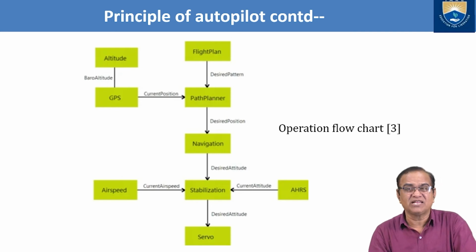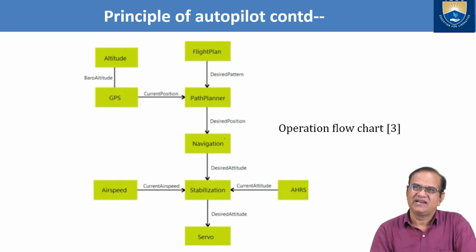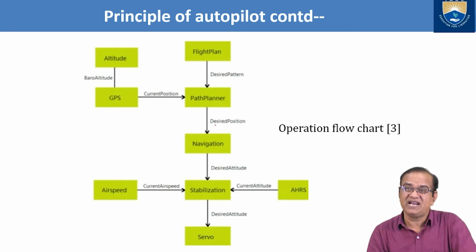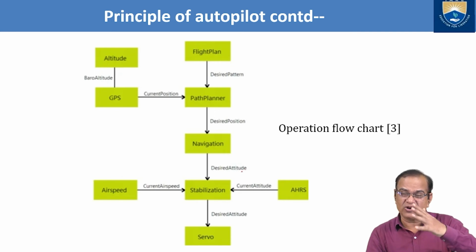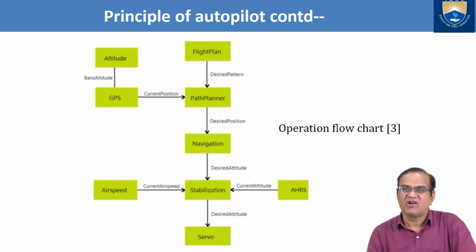Then here you will get a path planner. From path planner it will go to the desired position. Then navigation system will come into play. Navigation equipments will take over and they will behave as per the desired position. Then desired attitude, what angle of attack, at what rolling pitching, this is called the desired attitude. From here airspeed will be sensed. This current airspeed, from here stabilization will take place. This AHRS is there. This is current attitude, it will measure and then it will cue to the desired attitude and this will go to the servo.